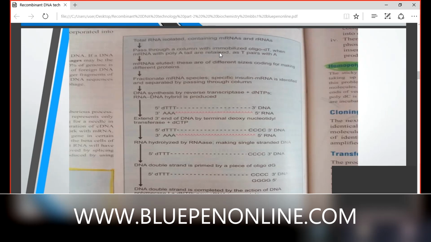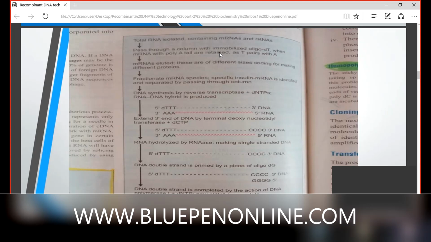For that, we pass it through a column with immobilized oligodeoxythymine, where mRNA with poly A tail is retained. Do we know what the poly A tailing mechanism is? Post-transcriptional tailing. Tailing in which end? 3 prime or 5 prime? 3 prime. At the 5 prime end, what happened? Capping, 7-methyl guanosine capping. So at the 3 prime end, it is AAAA.